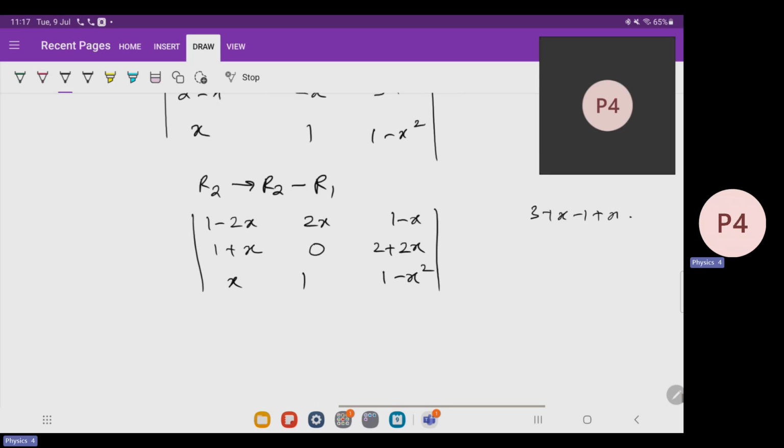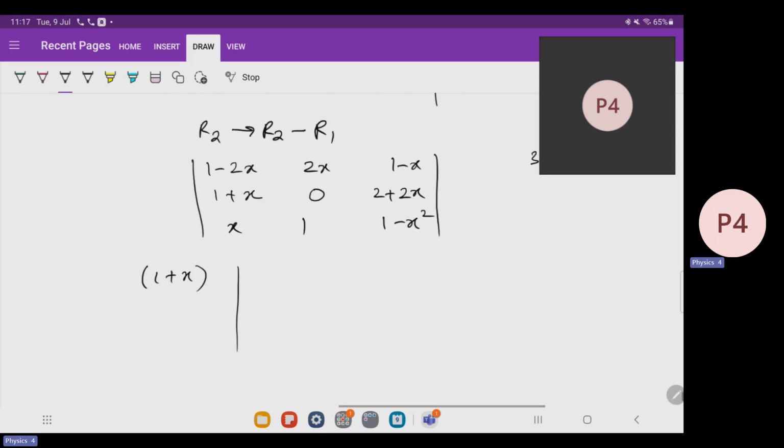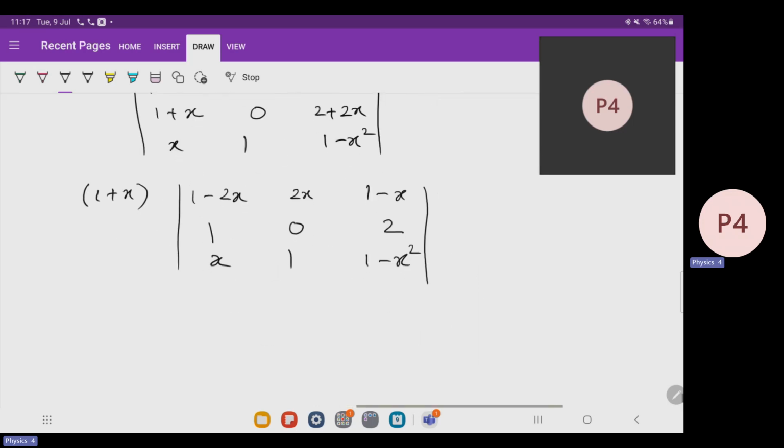So we can take 1 plus x common from the second row. So if I take 1 plus x common, this becomes 1 minus 2x, 2x, 1 minus x. This becomes 1, this becomes 0, this is 2, this is x, this is 1, 1 minus x square. So this is simple enough to expand now.